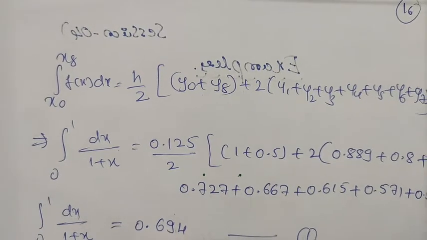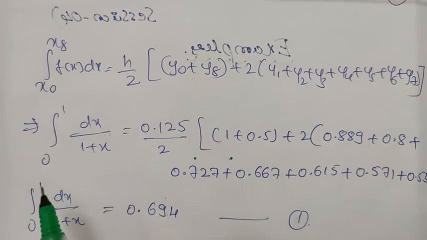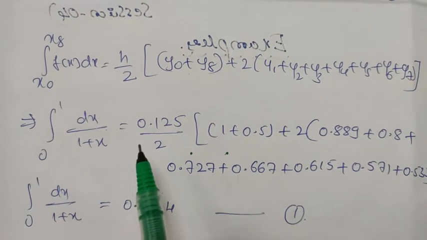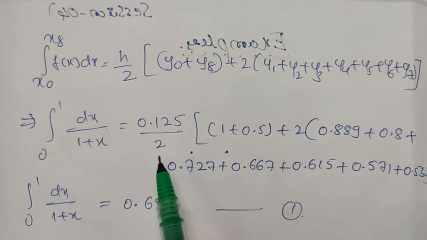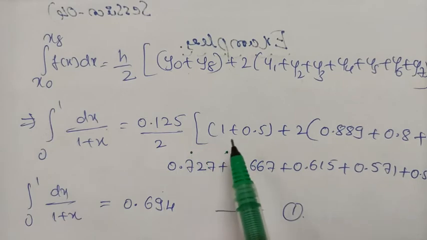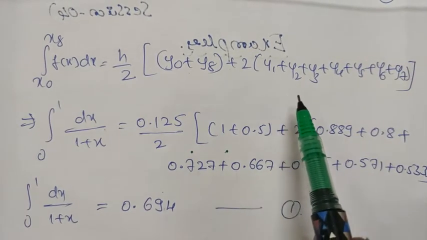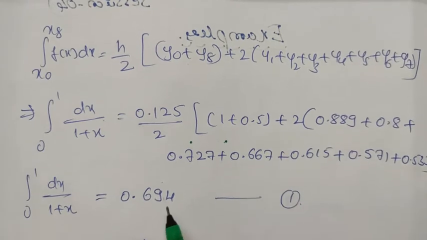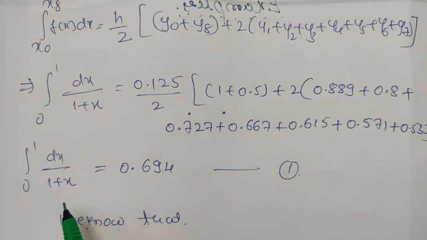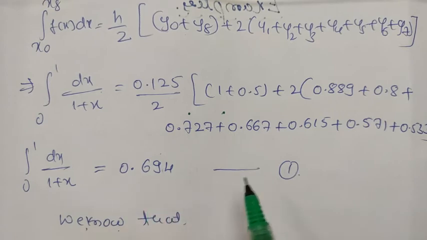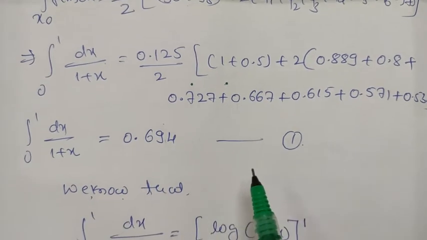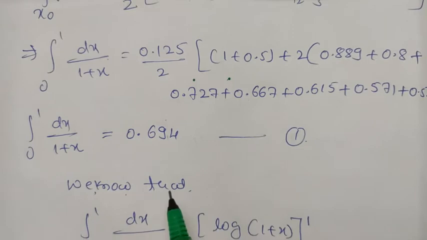So substituting all the values, integration from 0 to 1 of dx by 1 plus x is equal to h by 2, that is 0.125 divided by 2, times y0 value 1, y8 is 0.5, and substitute all the values from the table. After simplification, you will get integration from 0 to 1 dx by 1 plus x is equal to 0.694. Take this as equation number 1. And it is asked to find the log 2 value now.